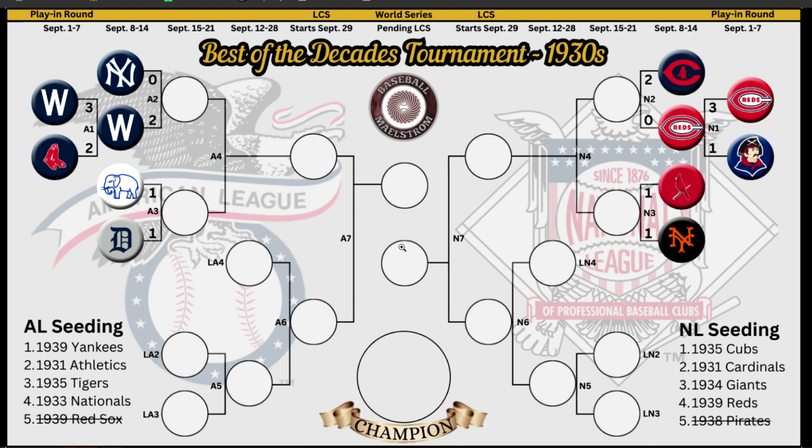We are now at a travel day for these teams, where they will head to the other ballpark for the next two games before coming back to the higher seeded team's home ballpark for game five if needed. So that's where things are at in the Best of the Decades tournament here.